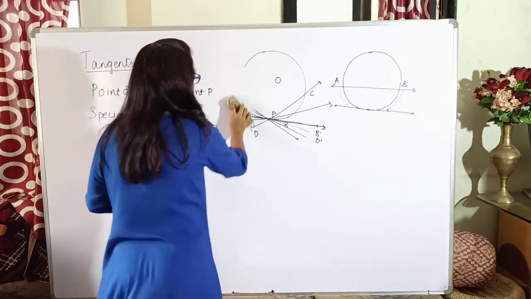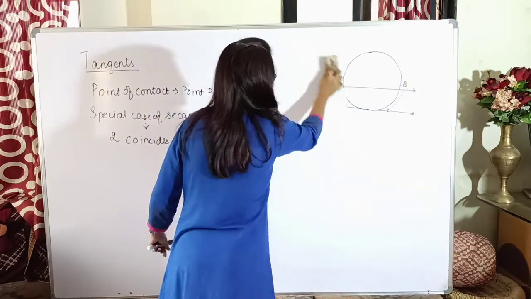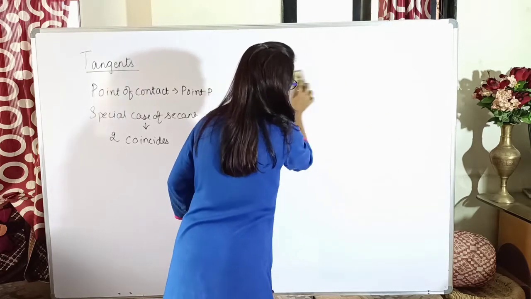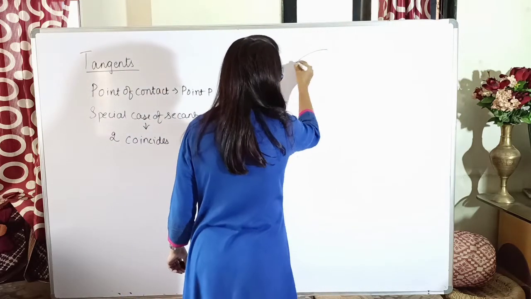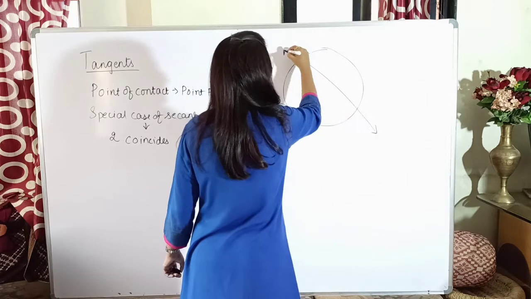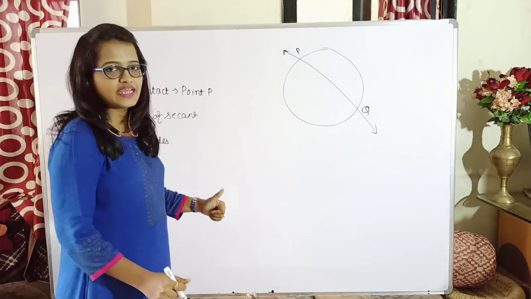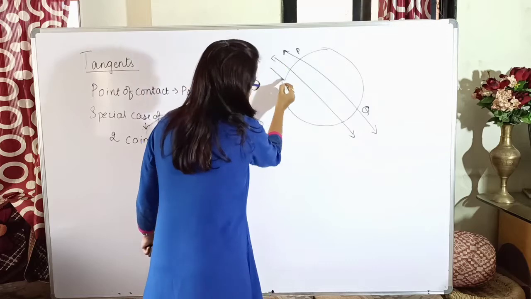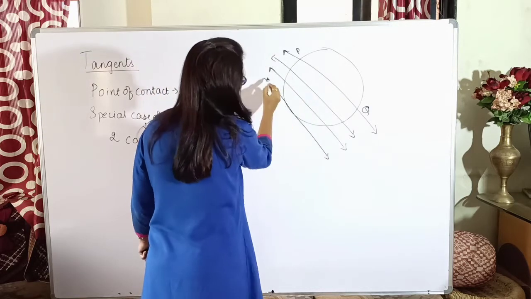Further, if in a given circle a secant is drawn, how many tangents can be drawn which are parallel to that secant? How many tangents can you draw which are parallel to the secant PQ? So PQ is my secant. I have to draw a tangent which is parallel to PQ. So I will go on drawing the lines until the given line becomes the tangent.